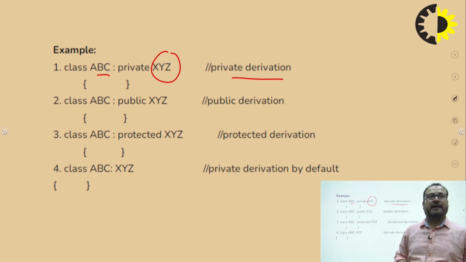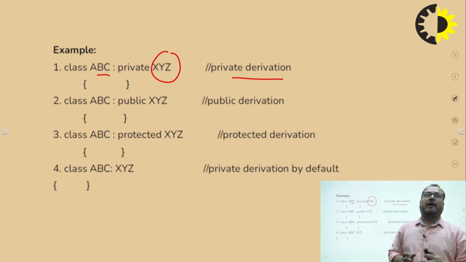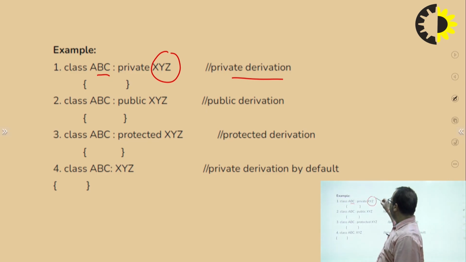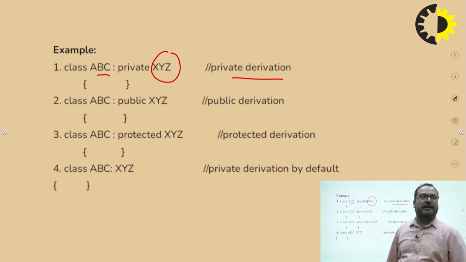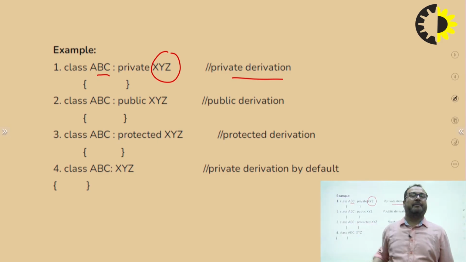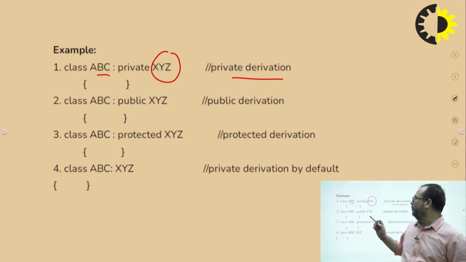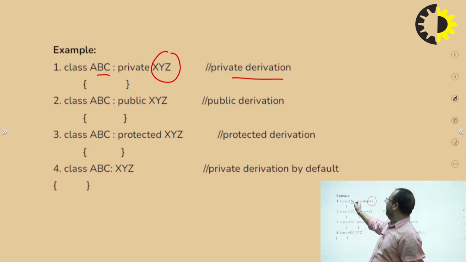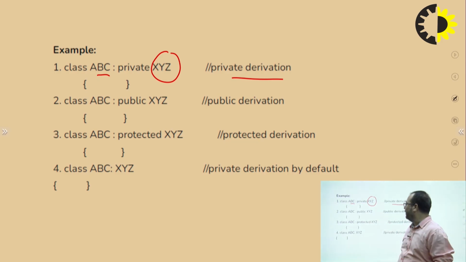This will restrict the sharing behavior, basically the sharing of data and functions inside XYZ. Suppose it is private, then all the data and functions become private. So they cannot be accessed by simply creating an object of this derived class, which we will see later.